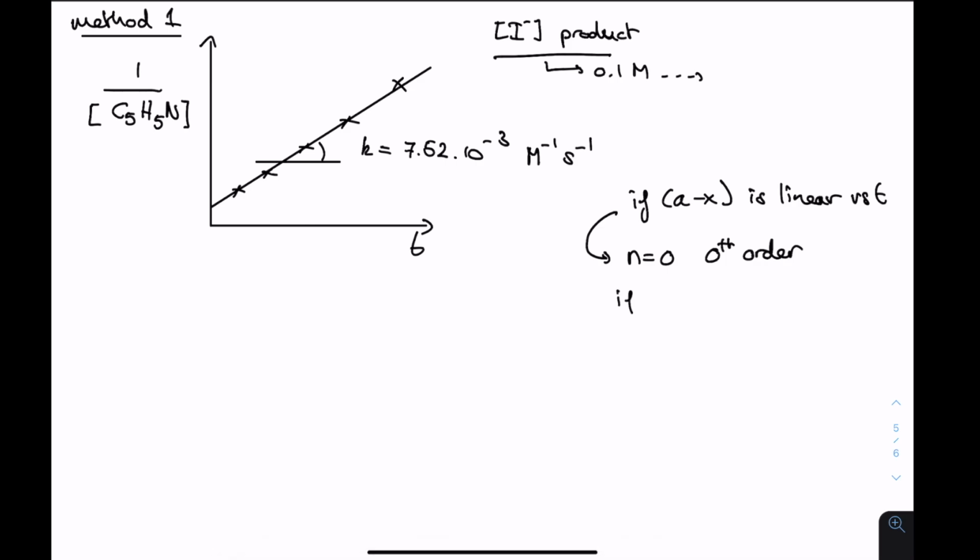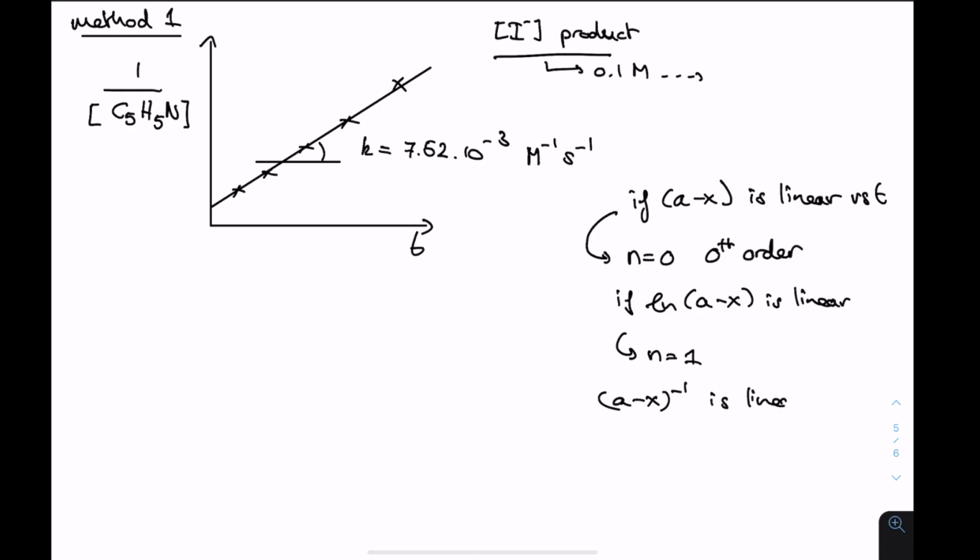If ln of A minus X is linear, n equals 1. And if 1 over A minus X is linear, n equals 2, right? So that's one method. The other interesting method, let's call it method 2, is to look at the half-lives.